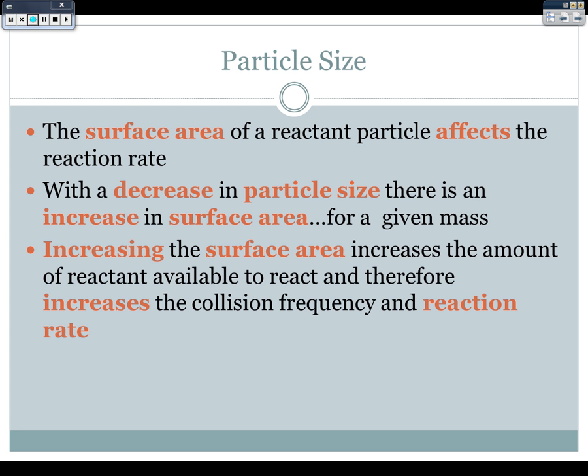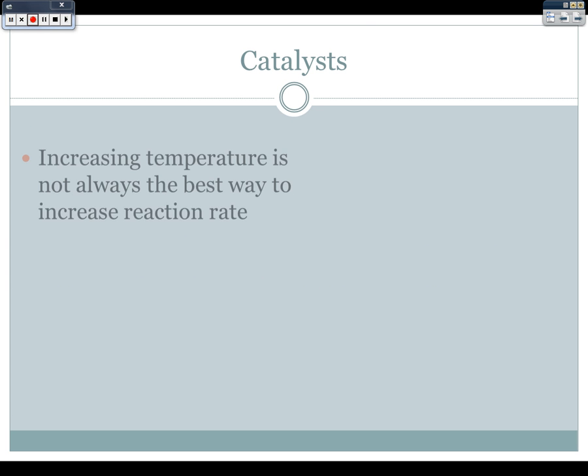Increasing the surface area increases the amount of reactant available to react, and therefore increases the collision frequency and reaction rate. So again, it's that idea of increasing reactant surface available to react, and therefore increasing collisions, which means that you've increased the reaction rate because potentially more of them have a high enough energy to overcome the activation barrier.